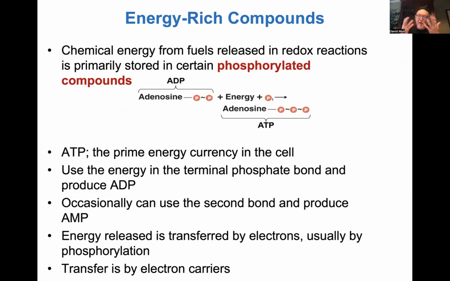We can't just have electrons flying around the cell, even over short distance or a very short time period. Instead, electrons are actually transported by electron carriers. And those electron carriers are usually phosphorylated together with electrons from adenosine triphosphate with all of their energy.